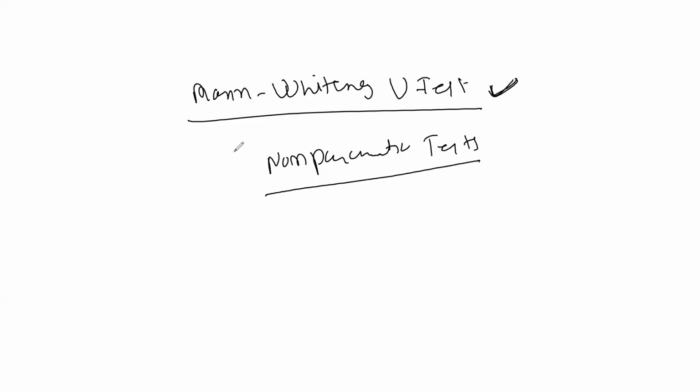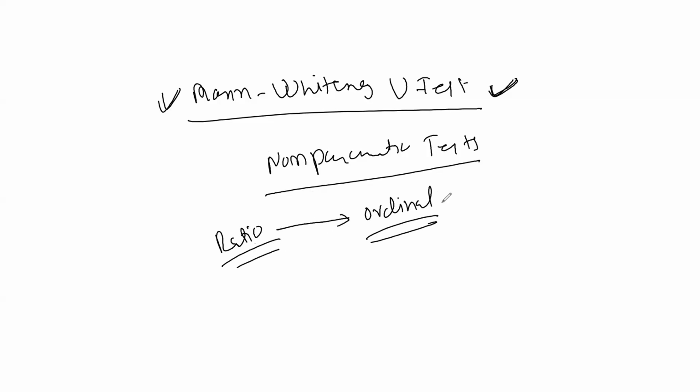So in a non-parametric test, what happens? Our continuous data automatically converts into ordinal form, because it is non-parametric data. If my data is on a ratio scale, when I apply the Mann-Whitney U test in SPSS, the software converts the ratio data into ordinal.